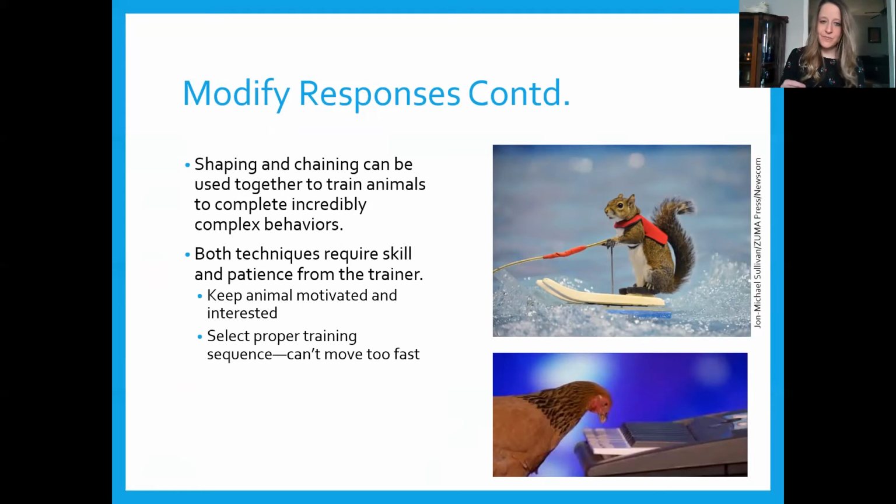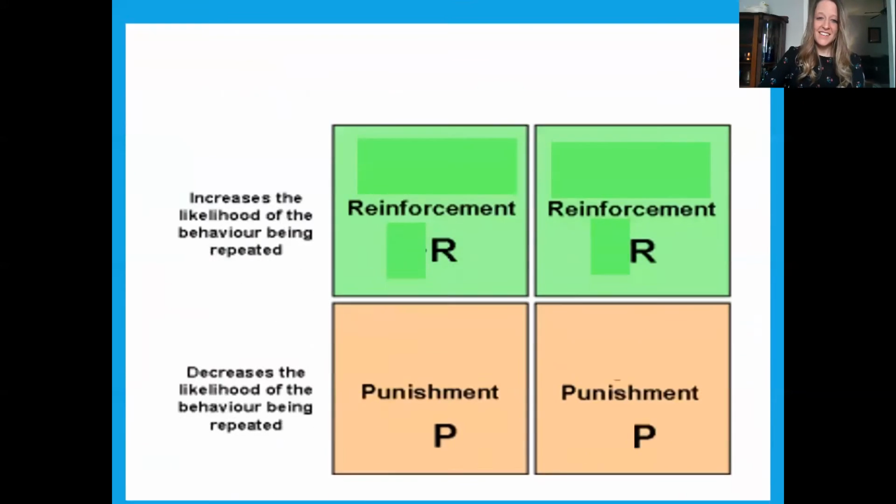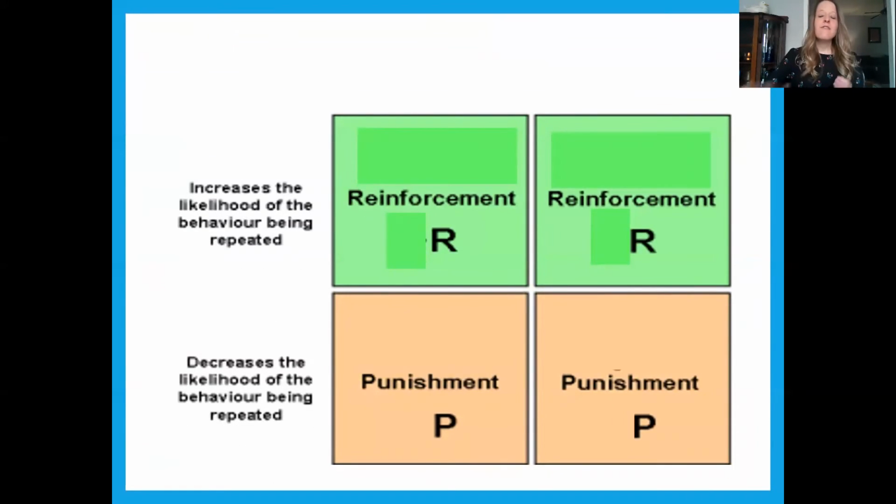With chaining, we train the subject to engage in a series of discrete actions in a specified order. For instance, pecking the piano keys in the right order to produce the song. So check out the video in your slides to see how service dogs are trained to do laundry. Finally, let's examine the outcome.